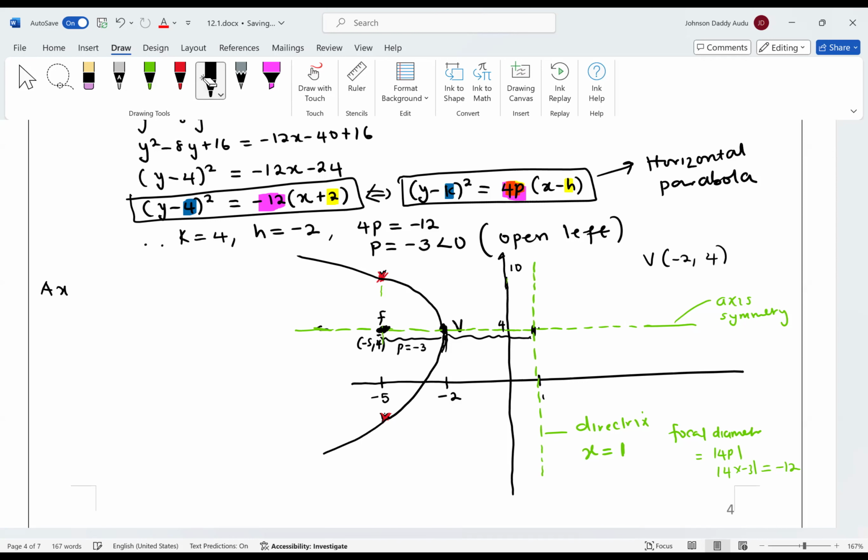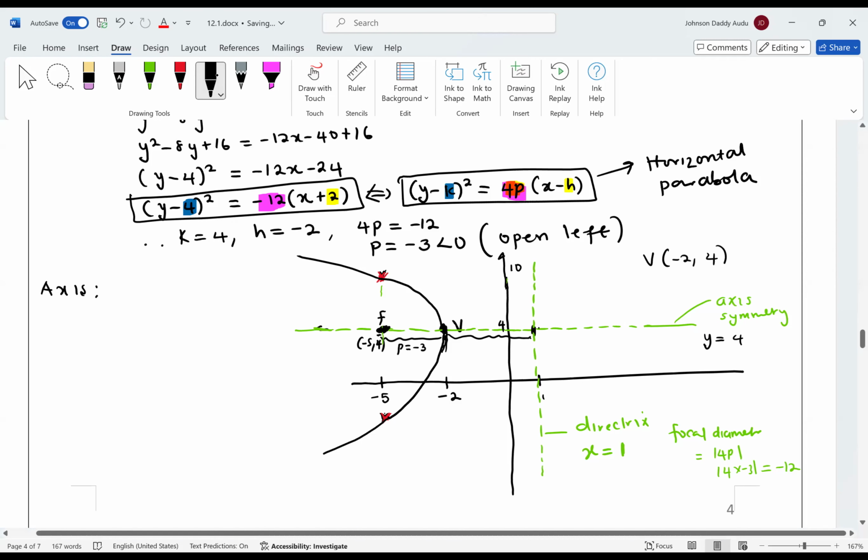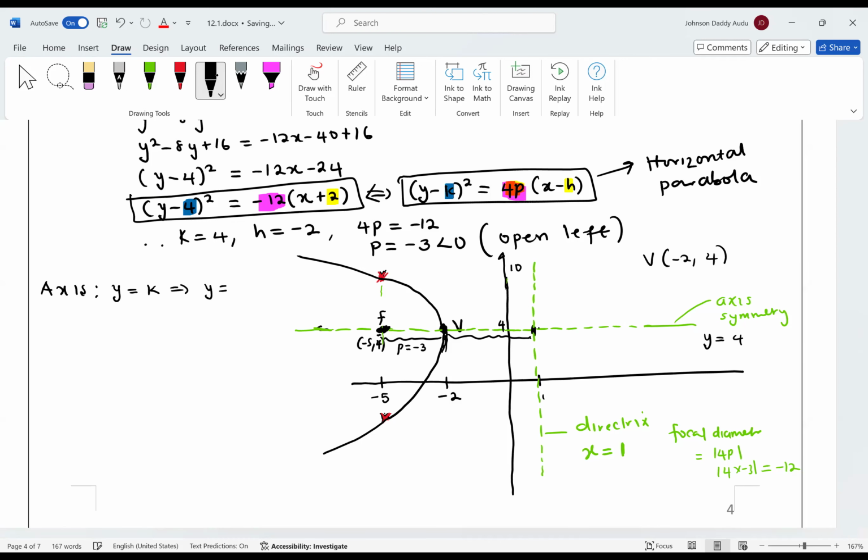The first thing is that we know our axis is very important, which we already got. This is our axis of symmetry. Which line is this? You can see this is our axis, which is the line y equals 4. By formula, it is nothing but y equals k, which is the same thing as y equals 4. Then the vertex, which is our (h, k), is this point here, which is minus 2 and 4.